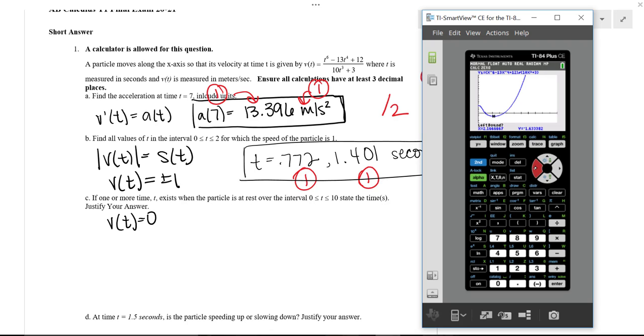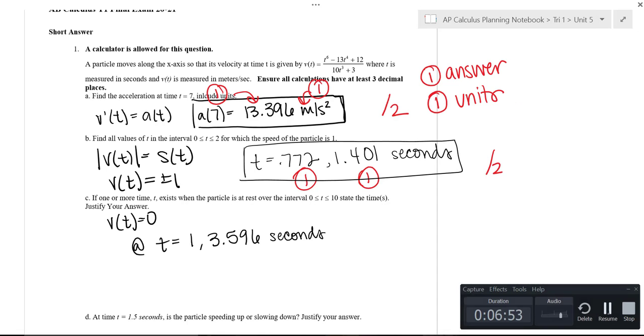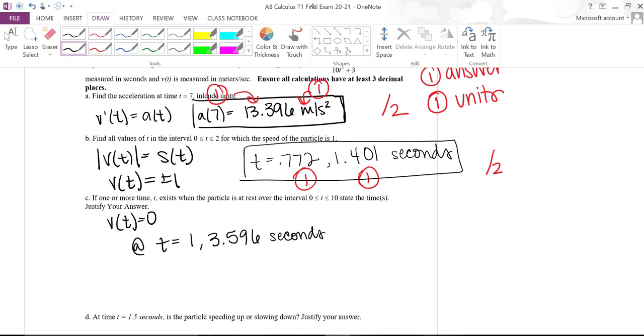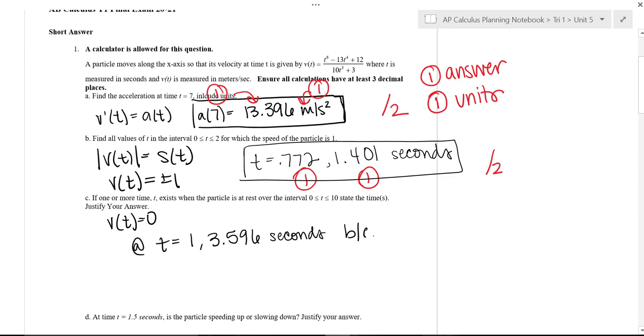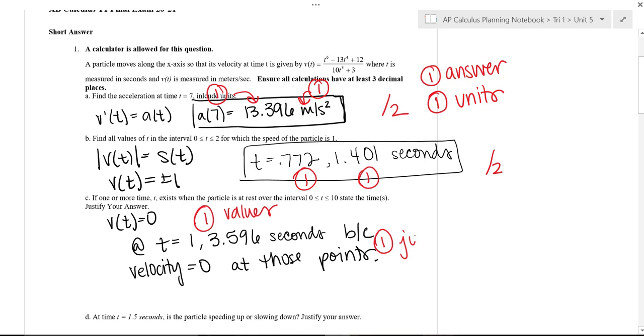And that other solution, same thing going on here. We need to come over and hug that 0. So here's that left bound. Here's that right bound. And then that other solution is positive 1. And because it says justify, we need to come in here and say because velocity equals 0 at those points. So you would have gotten 2 points on this one, 1 point for the values, and then 1 point for the justification.